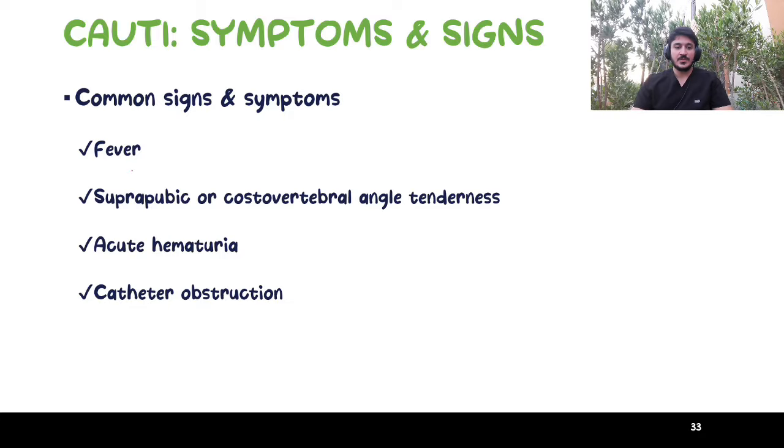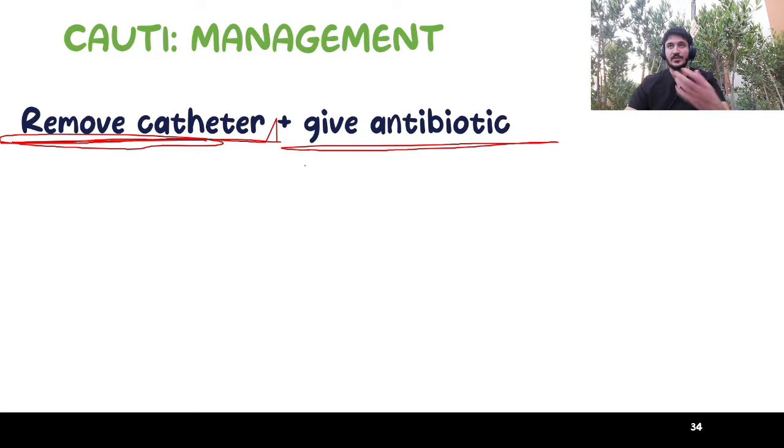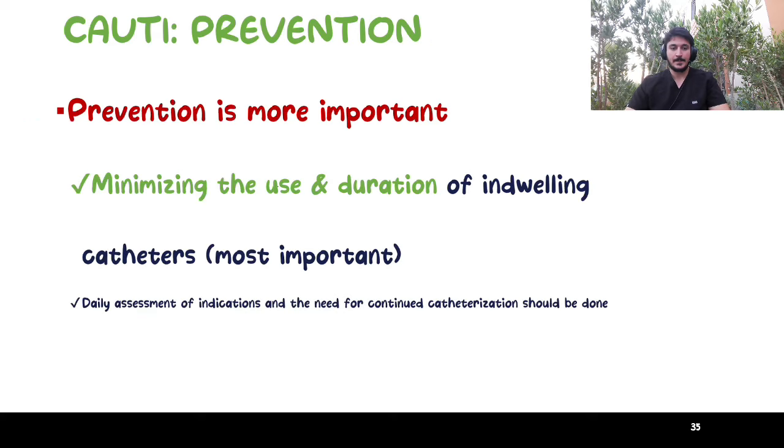Some of the signs and symptoms: we can have fever, suprapubic pain, just normal UTI symptoms, and catheter obstruction, which is mostly seen with Proteus mirabilis. So what's the management? Very simple. Remove the catheter because it's a source of infection, and give antibiotics to treat the already existing infection.